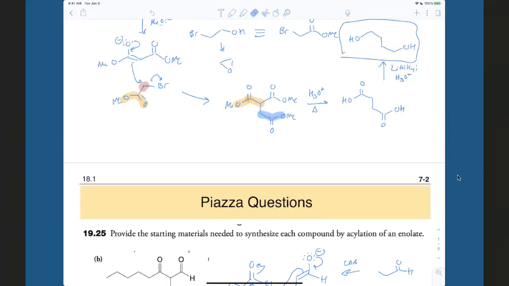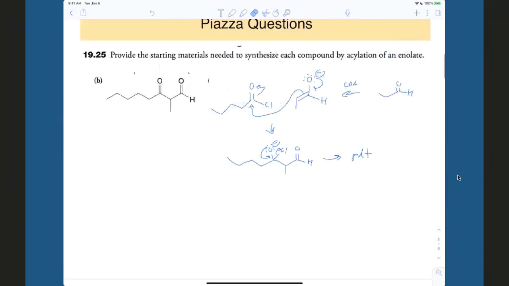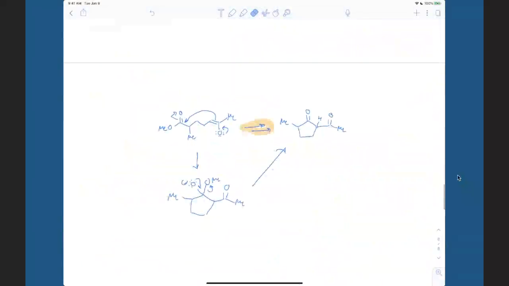Also, in number 11, why did the OMe group leave in the intermediate that you drew? So you're asking about this step? So this is, I would say, any time you have a tetrahedral intermediate that has a methoxy group that can leave, a methoxide group, you should at least explore that option.